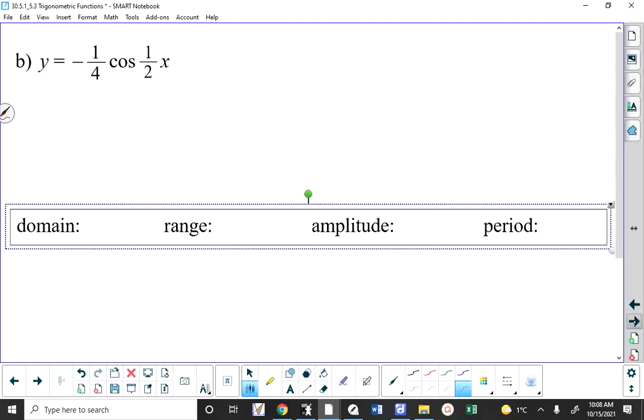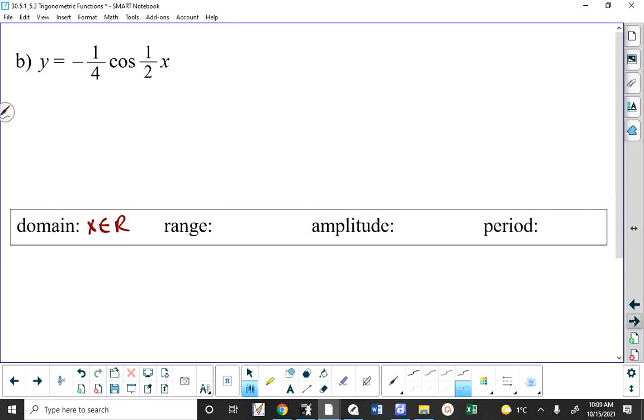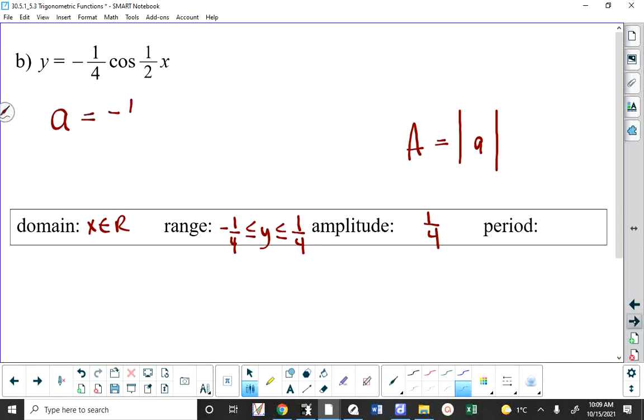Domain, x is any real number. Range, -1/4 is less than or equal to y, less than or equal to 1/4. Amplitude is 1/4. Remember, the amplitude is the absolute value of a. Little a, lowercase a, is -1/4, and b is 1/2. So the amplitude is the absolute value of that a.